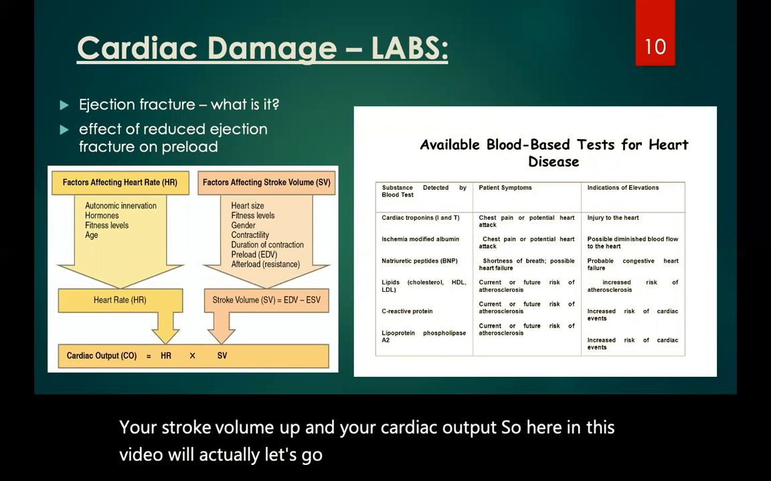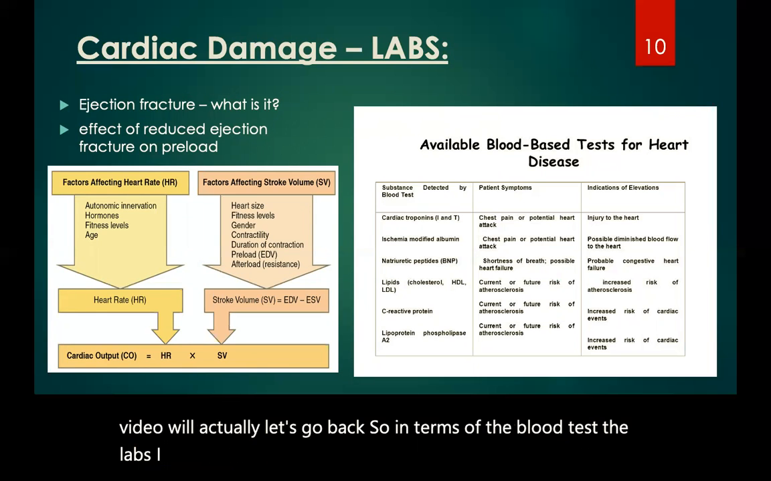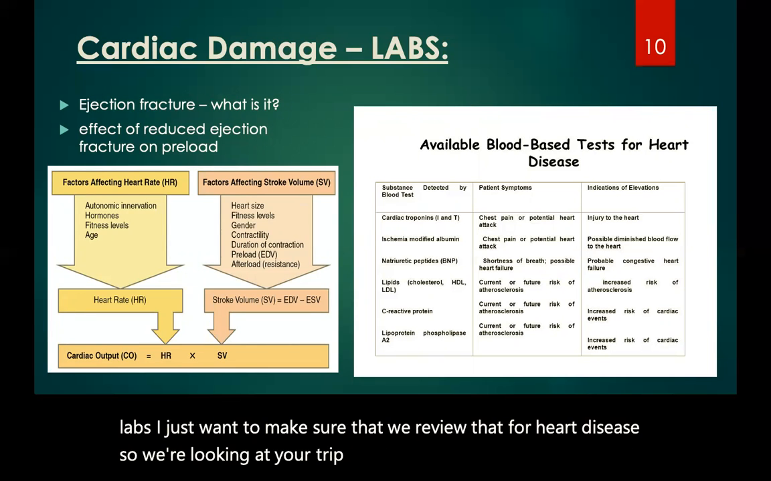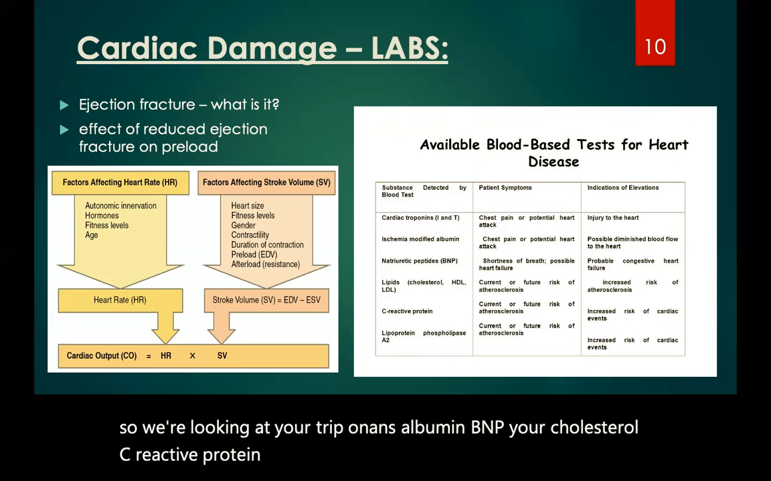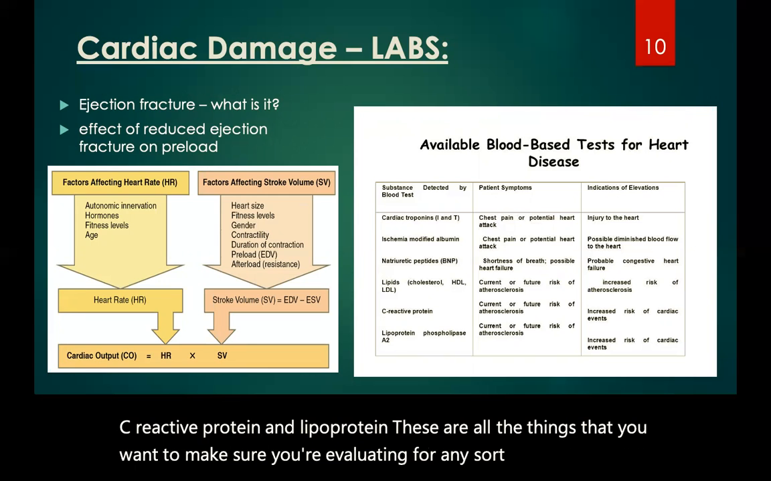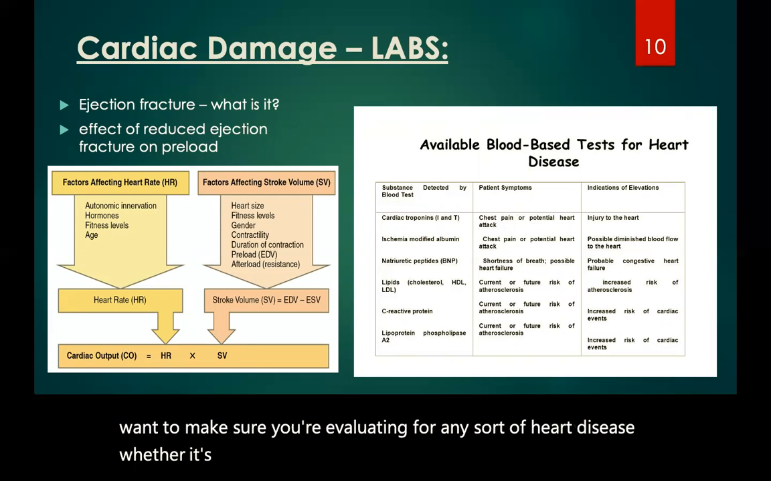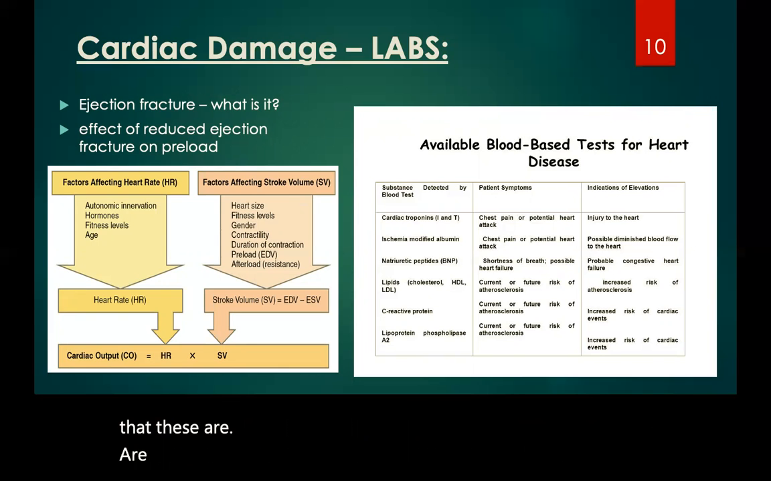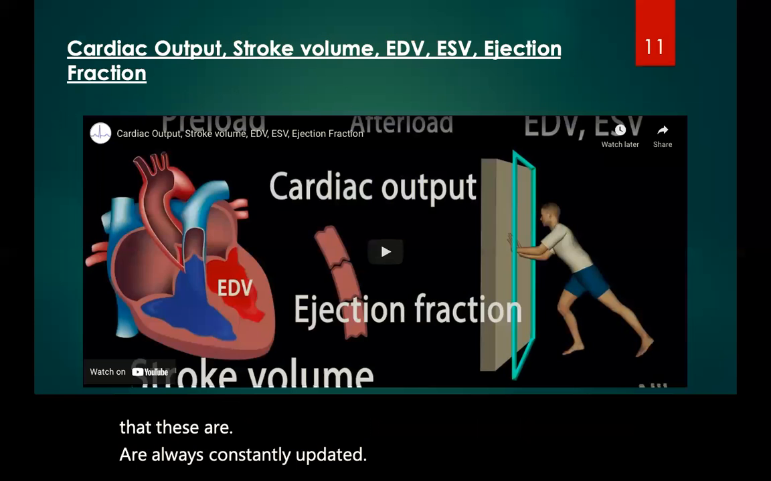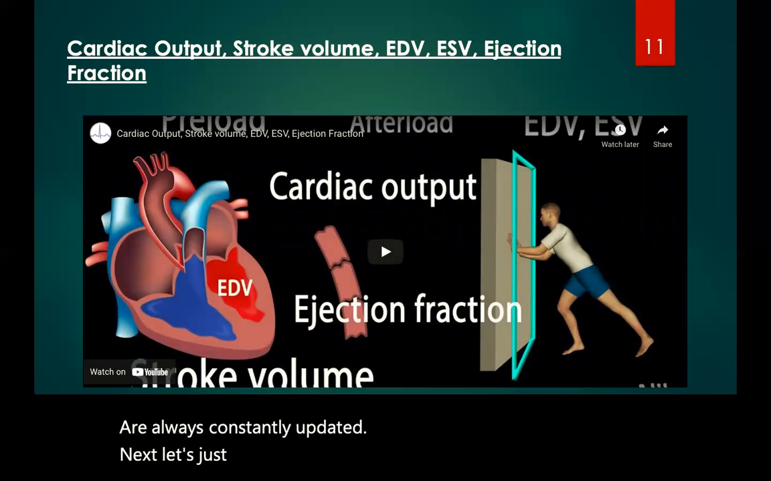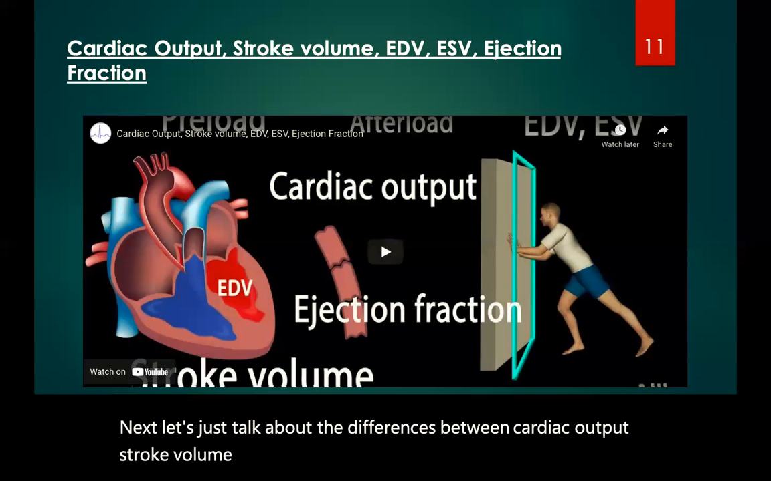In terms of the blood tests, the labs, I just want to make sure that we review that for heart disease. We're looking at your troponins, albumin, BNP, your cholesterol, C-reactive protein, and lipoprotein. These are all the things that you want to make sure you're evaluating for any sort of heart disease, whether it's acute or chronic. You want to make sure that these are always constantly updated.